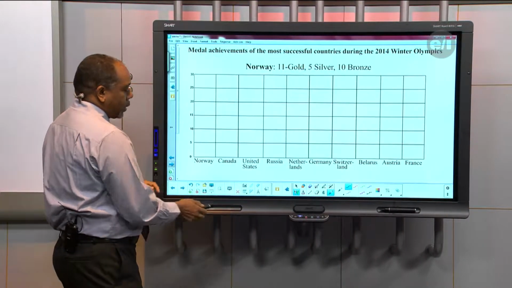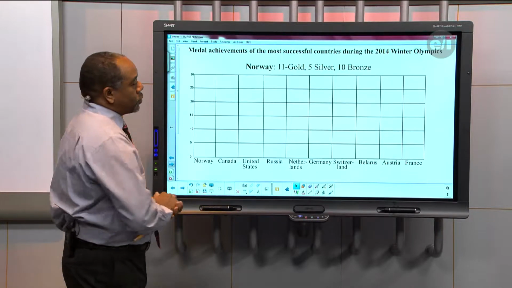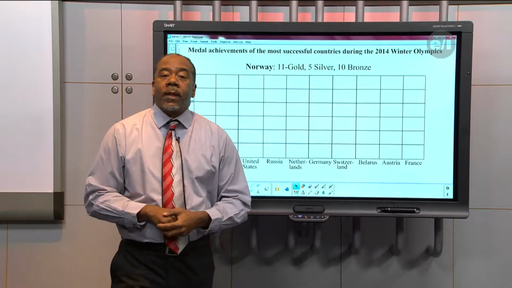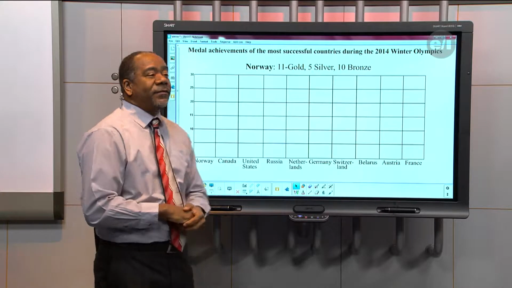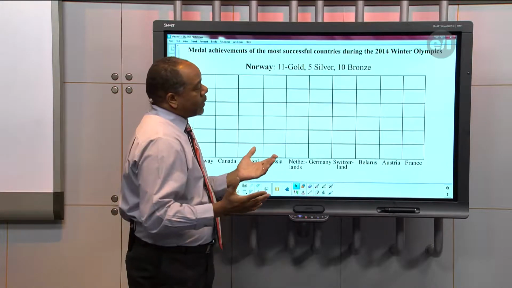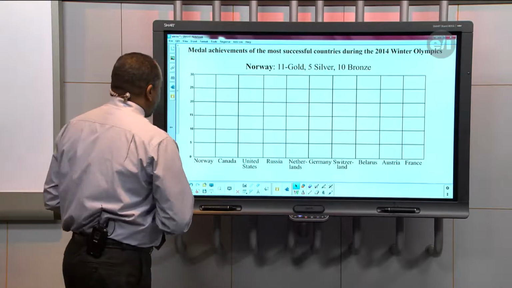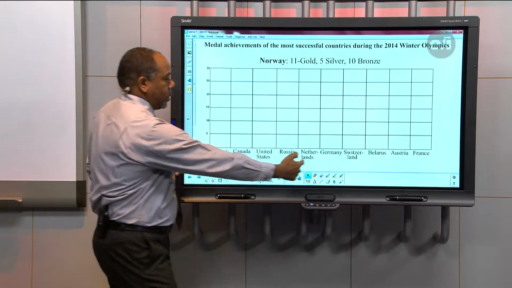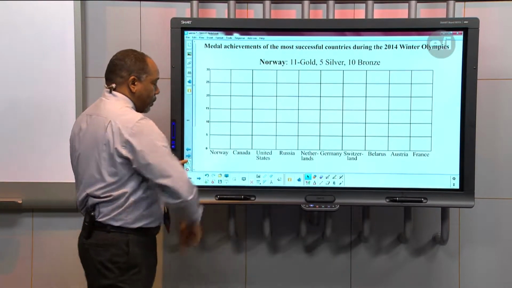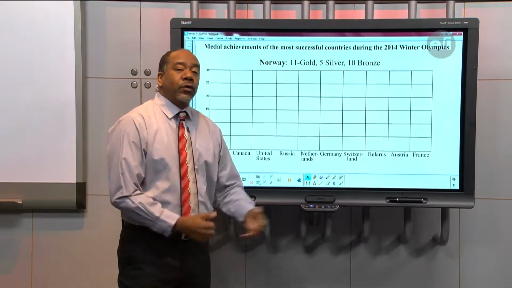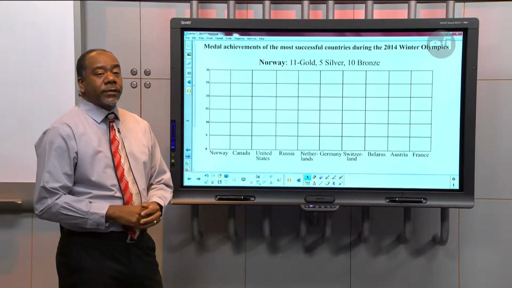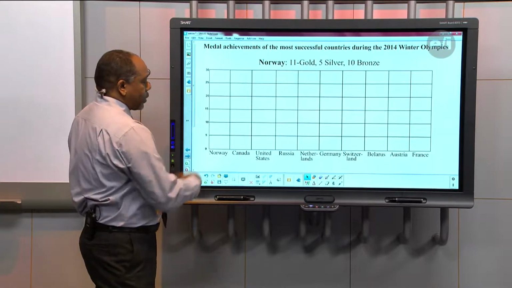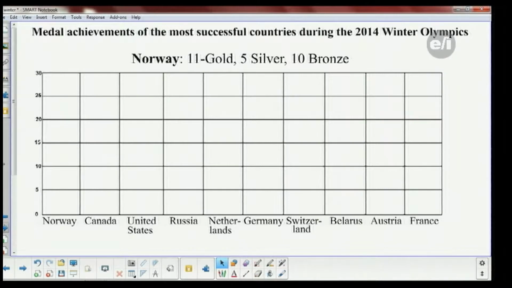So I thought I would look at Norway, who had the most golds. They had 11 golds, 5 silvers, and 10 bronze. When you do any kind of bar graph, you need to have your axes very well labeled. So I have Norway, Canada, and so on. Those are the top 10 countries in medals. And I go from 0 to 30. So what I need to do is create some bars.